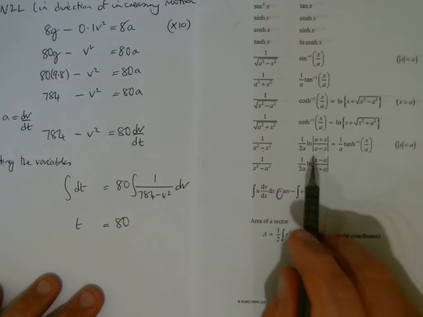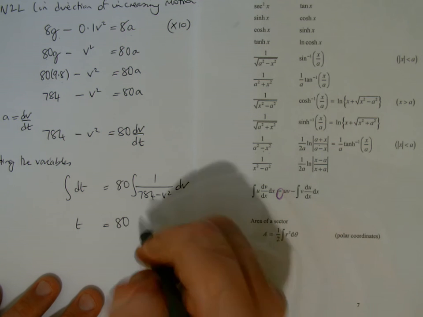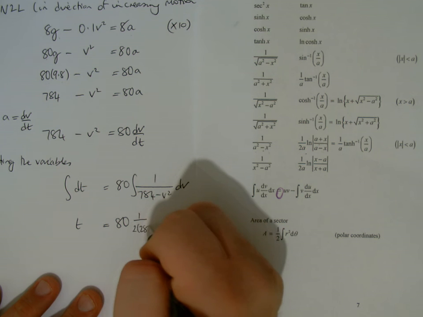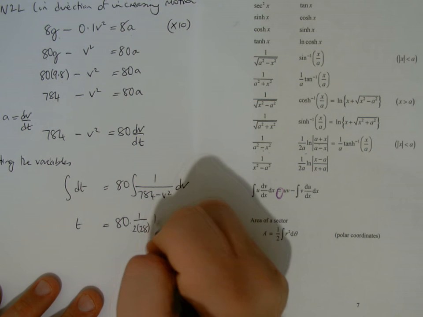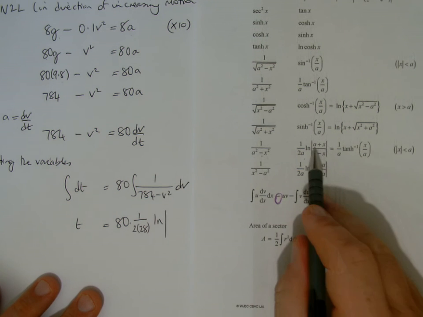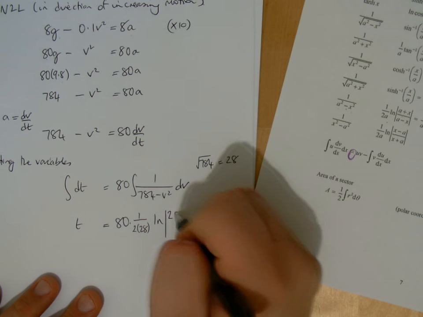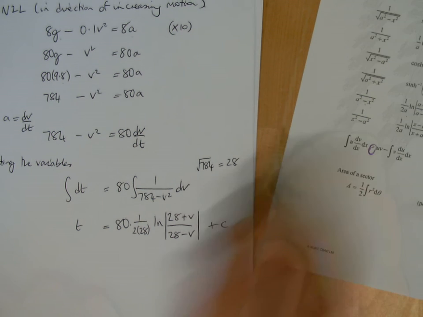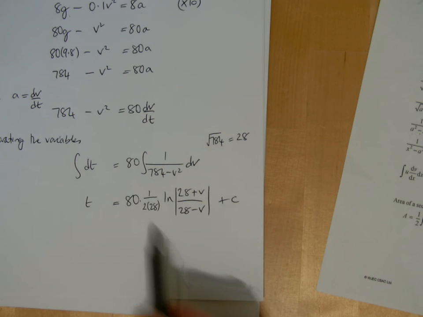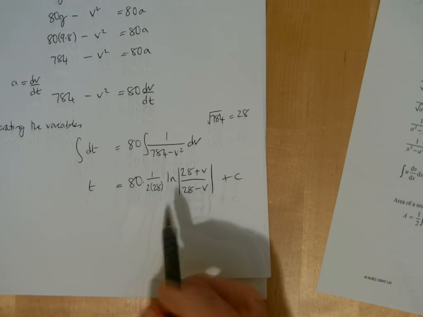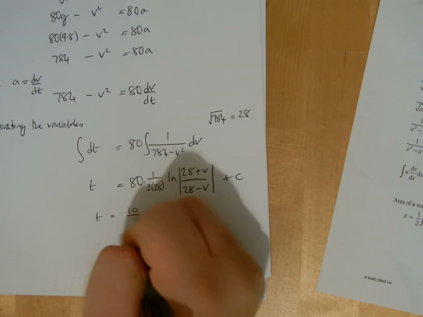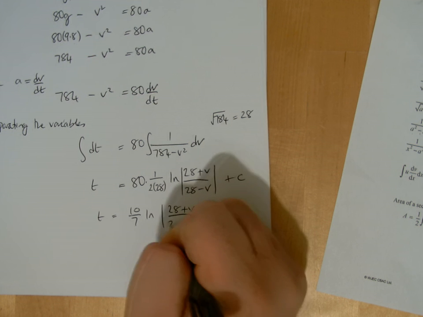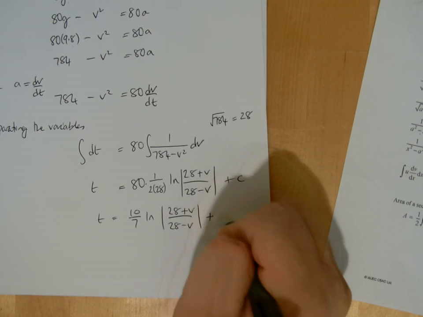So applying that to this formula, 1 over 2a, so 2 times 28, ln of 28 plus v over 28 minus v, plus your constant. Work all that out on your calculator and it comes to 10 over 7, and then you've got ln of 28 plus v over 28 minus v, plus c.